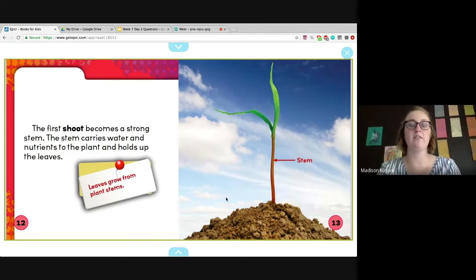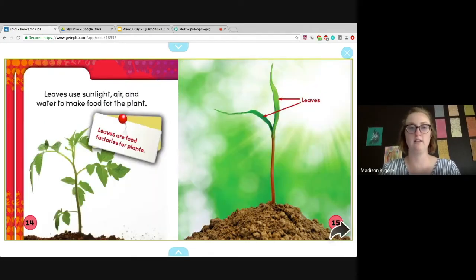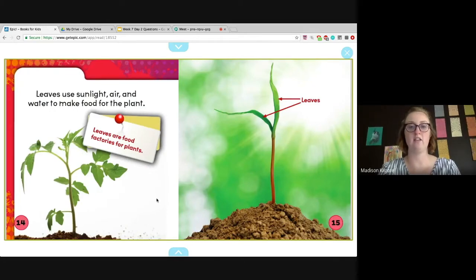So now we can begin reading, keeping in mind our questions and seeing if we can find the answer to those questions we've asked. The first shoot becomes a strong stem. The stem carries water and nutrients to the plant and holds up the leaves. Again, you can take a look at the text features before we read.